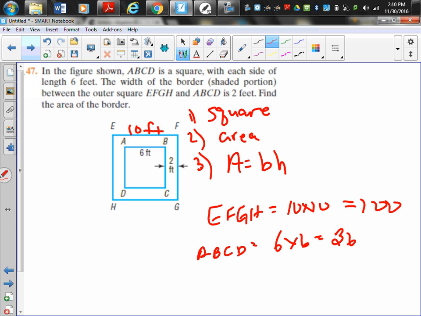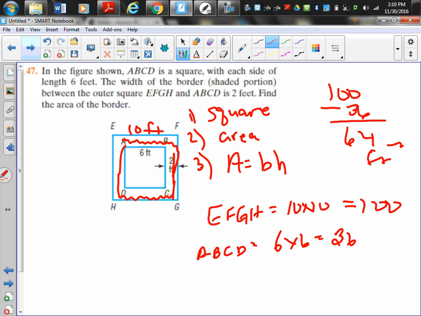Alright, so now we found the area of both squares, and I just need this little piece right here. So I'm going to subtract. So 100 minus 36, 64, what's my label? Feet squared. Feet squared. Alright.